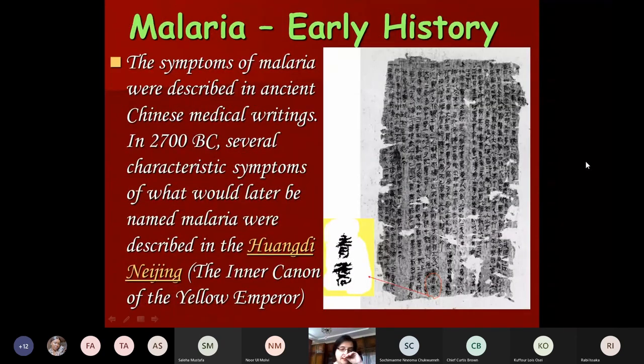Some words about history. Historical points. You understand already that malaria was known from ancient and even prehistorical times. The symptoms of malaria were described in the ancient Chinese medical writings. In 2700 before Christ, several characteristic symptoms of what would later be named malaria were described in the Huangdi Neijing, the inner canon of the Yellow Emperor.